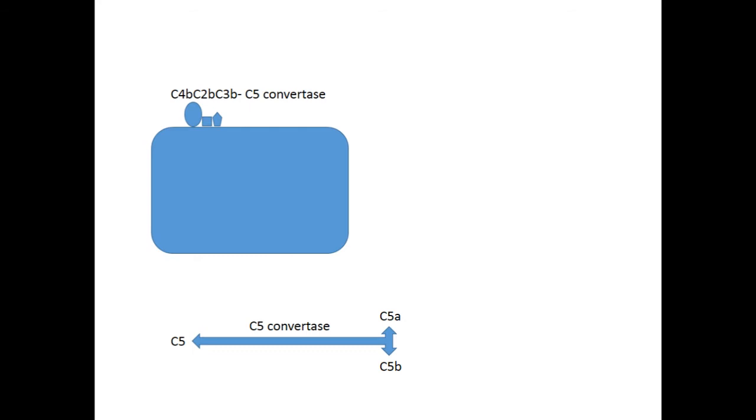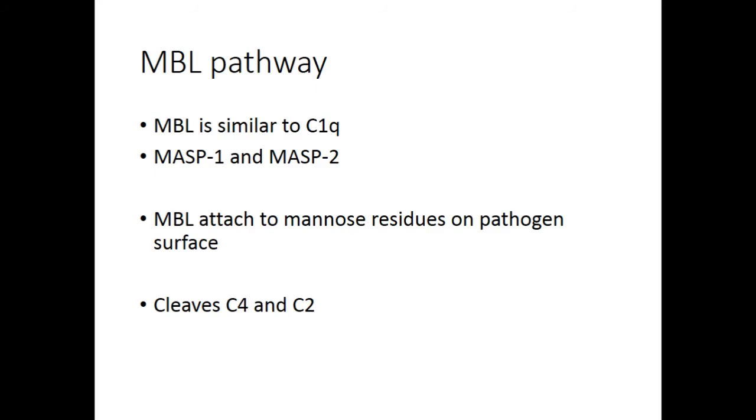Now C5a is the most important anaphylatoxin. Now that is about the classical pathway. Now we'll go to the MBL pathway. The MBL pathway is very similar to the classical pathway. It is also called the mannan binding lectin pathway, or just the lectin pathway.